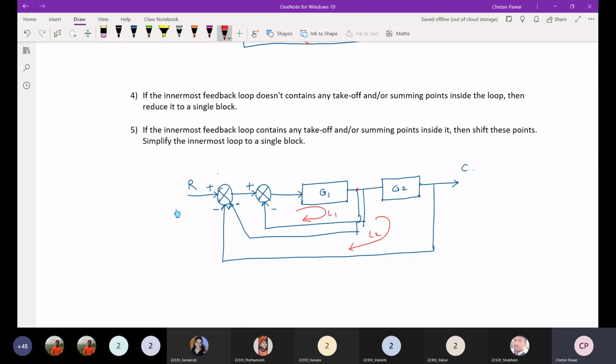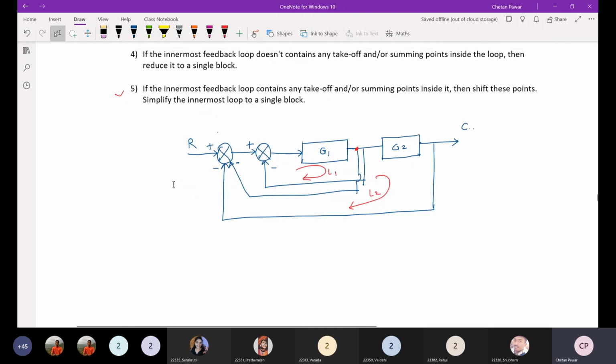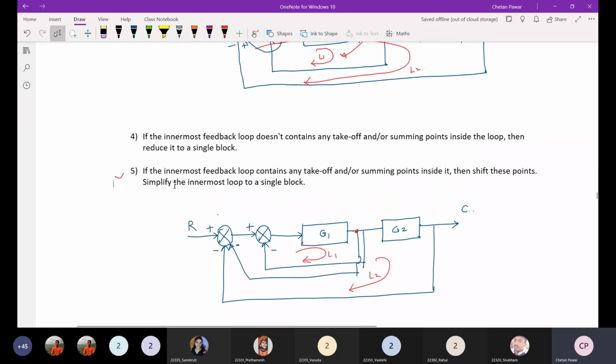So here you can see this is the innermost feedback loop, this L1. Now what I have introduced here is one takeoff point. And now you can't reduce this block. For this particular option, there is one example in our case. I will explain that particular point when we solve the block diagram example. There I will explain this to you.